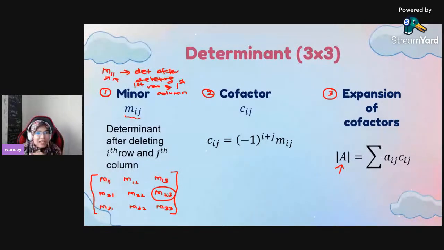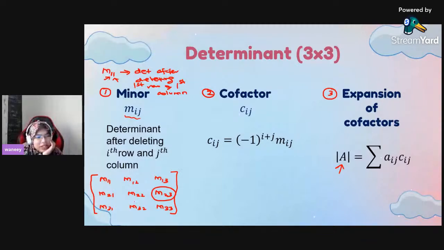Ingat tak yang last time kita ada entries tu kan? 11, 12, 13. So similar thing over here, except that we don't have A, we use M. So hari tu kita guna A untuk entry, hari ni kita guna M lah untuk minor. Okay, tapi kedudukan dia sama sajalah macam hari tu.